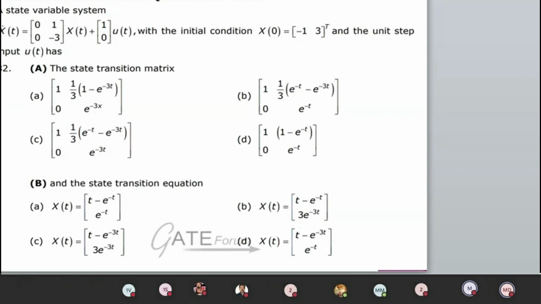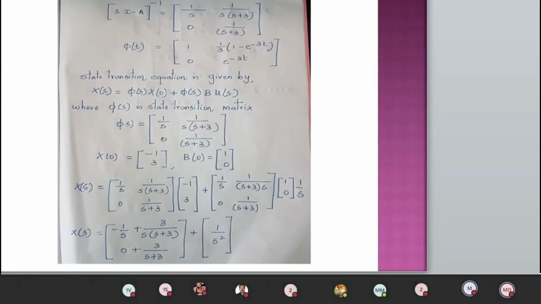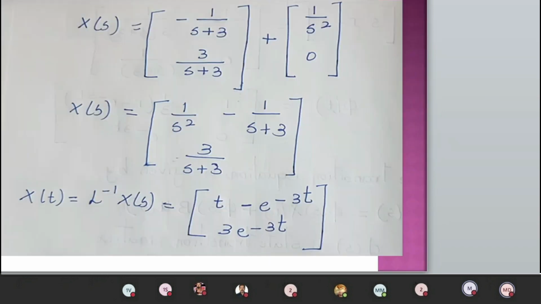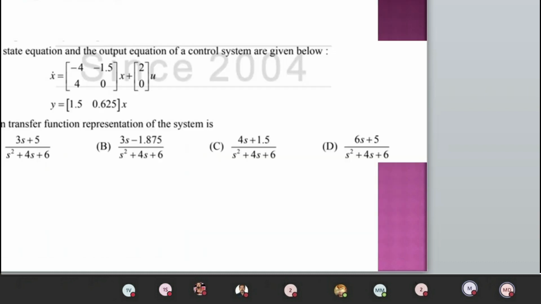So let us see which solution is correct. You can notice that t e power minus 3t into 3 e power minus 3t. Okay, so this is the best correct solution, and so this gives the final answer. Okay, so please, when the problem is involving state transition matrix, take care of the Laplace transform, you should convert to inverse Laplace. That is, you have to convert from frequency domain to time domain.